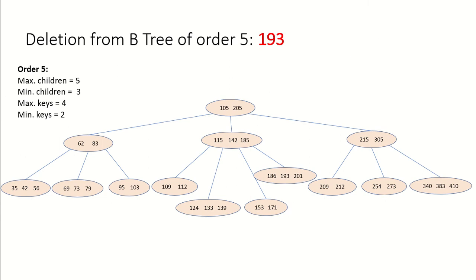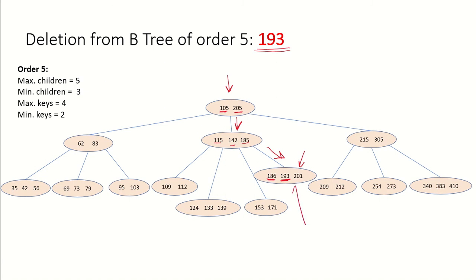Suppose for the first example, let's take that we have to delete key 193. So we start from the root node, we compare it with 105, and 193 is larger than 105. So we compare it with the next key, which is 205. So 193 is less than 205. That means we have to follow this subtree. Again, we start comparing with the keys in this node and we will see that we have to follow this subtree. Finally, we reach this node and we compare it with 186 and then we find that 193 is indeed existing in this particular node.